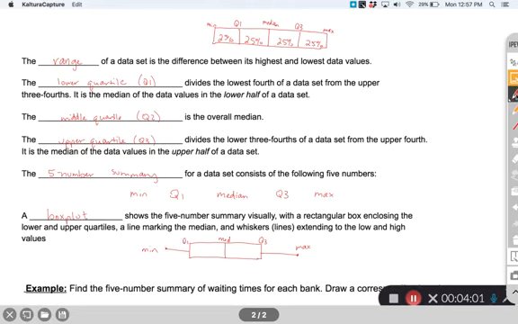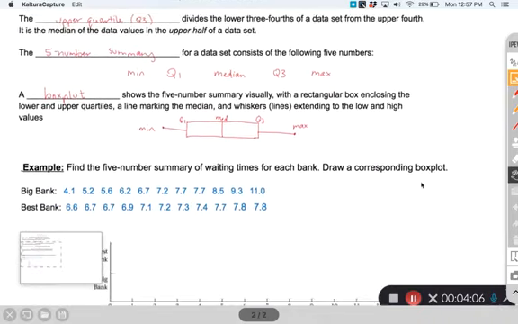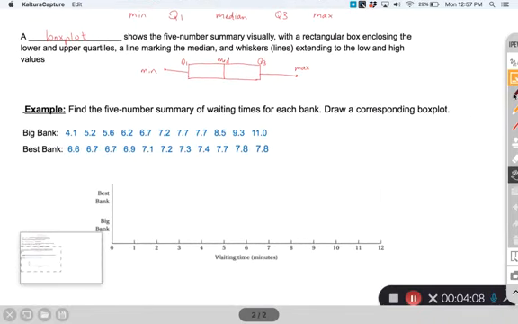So let's look at an example of finding all of these things. First, you want to make sure that your data is in order from least to greatest. If you have some numbers on a problem that are jumbled up and not in order, you need to order them first before you try to find the minimum, maximum, median, and the upper and lower quartiles. We're lucky on this problem because our data is already sorted.